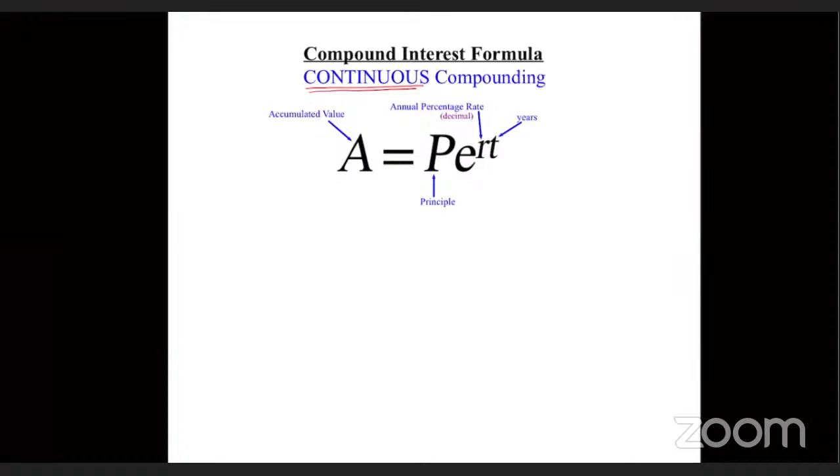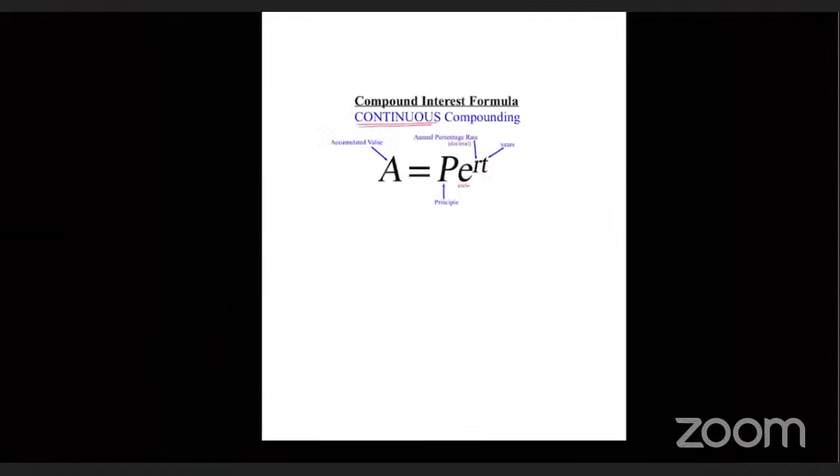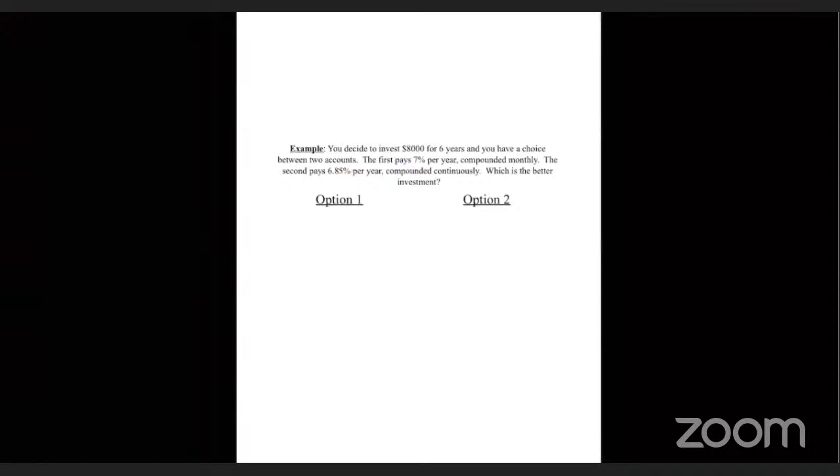We still have that accumulated value at the beginning, our principal, but now notice we use E as our base of our exponential. Our rate moves up into the exponent still as a decimal, and then we just multiply it by the number of years. So looking at these side by side, and this is a little bit of a calculator thing, so we might need to spend a little time here making sure you can type this into your calculator and match my answers.